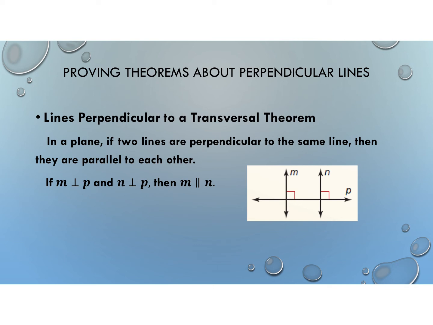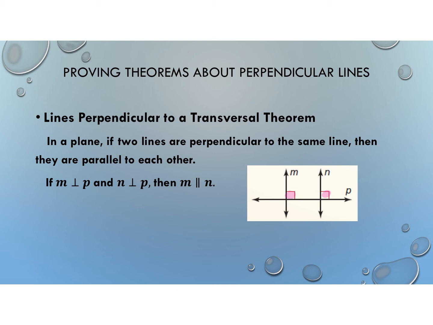So again, same idea here. Notice these angles here are congruent, and notice they're corresponding angles. Because I do have a pair of corresponding angles that are congruent, I can use my converse and state that M is parallel to N. But here, as soon as they tell you that M is perpendicular to P and N is perpendicular to P, if they're perpendicular to the same line, then those two lines are parallel.